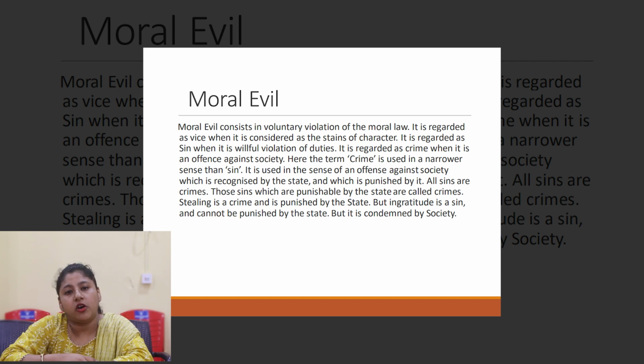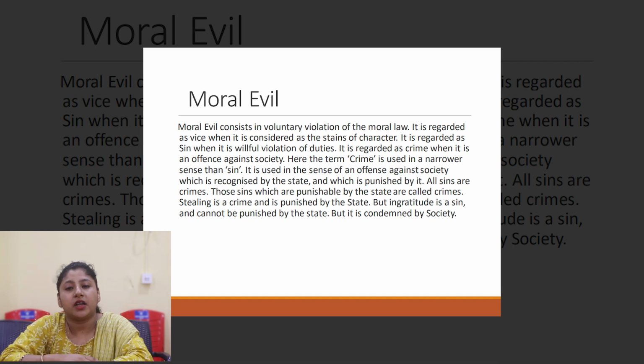This moral evil is regarded as vice when it is considered as the stain of character. Vice, we know, is a negative word. The opposite of vice is virtue. Virtue means excellence of character. So vice is something which is a stain of character, a demerit in someone's character or in someone's behavior.